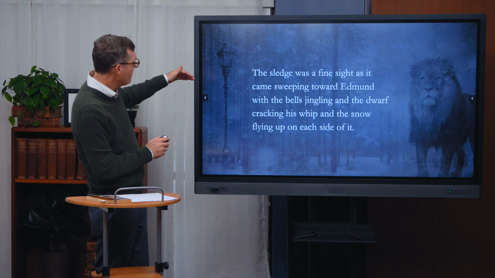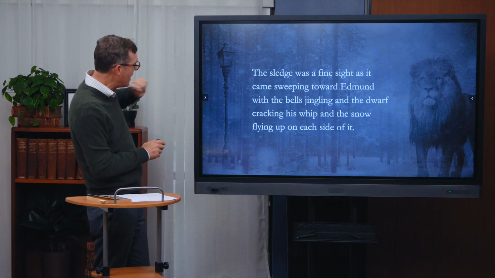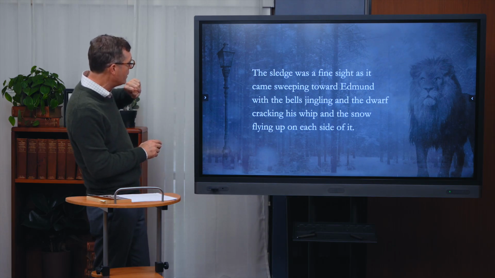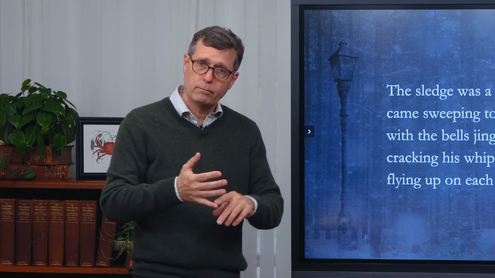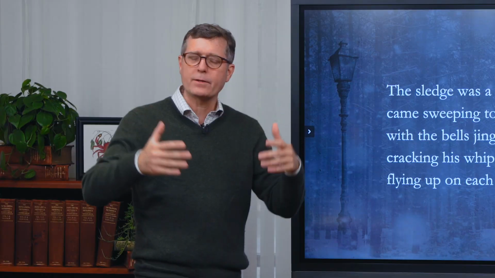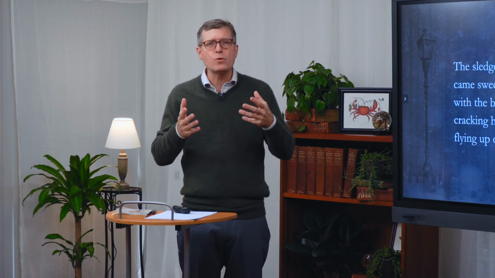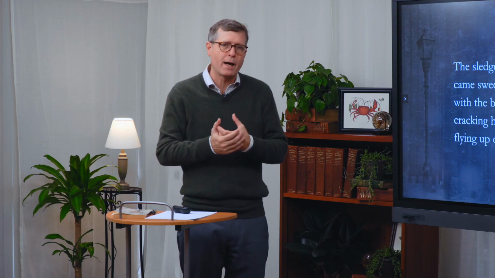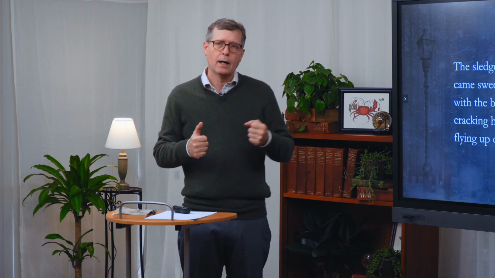Okay, continuing that same passage: the sledge was a fine sight as it came sweeping toward Edmund with the bells jingling and the dwarf cracking its whip and the snow flying up on each side of it. So we've already appealed to the visual, right? And by the way, when you're describing, the visual is kind of the low-hanging fruit. You just about can't do without it. You've got to be serious about the visual.